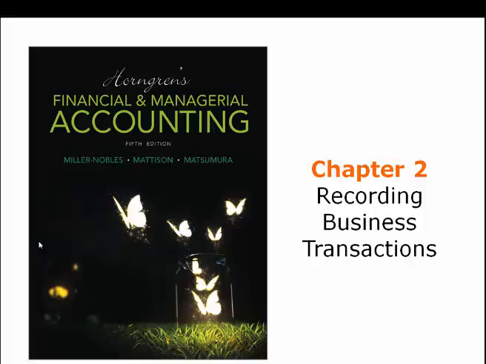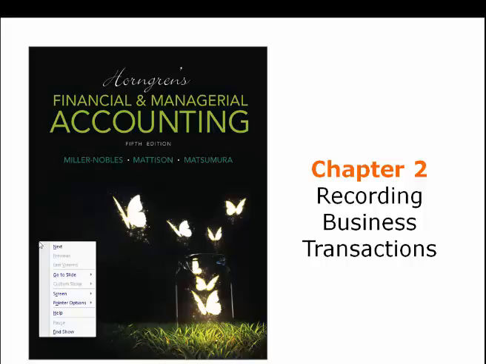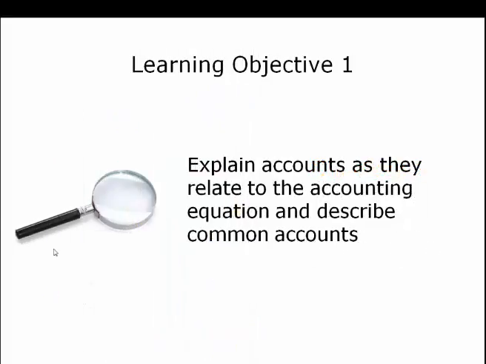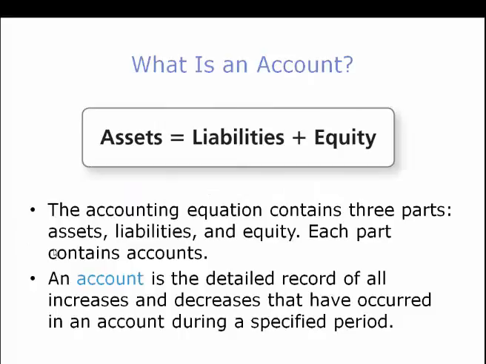And as we start, okay, the first learning objective, we're going to talk about accounts and how they link up with the accounting equation and describe what those common accounts are. Here's the basic accounting equation as we covered in Chapter 1. Assets equals liabilities plus owner's equity. Each one of those, and you notice in the bottom here it says, an account is a detailed record of all increases and decreases that have occurred in the account during a specific period.